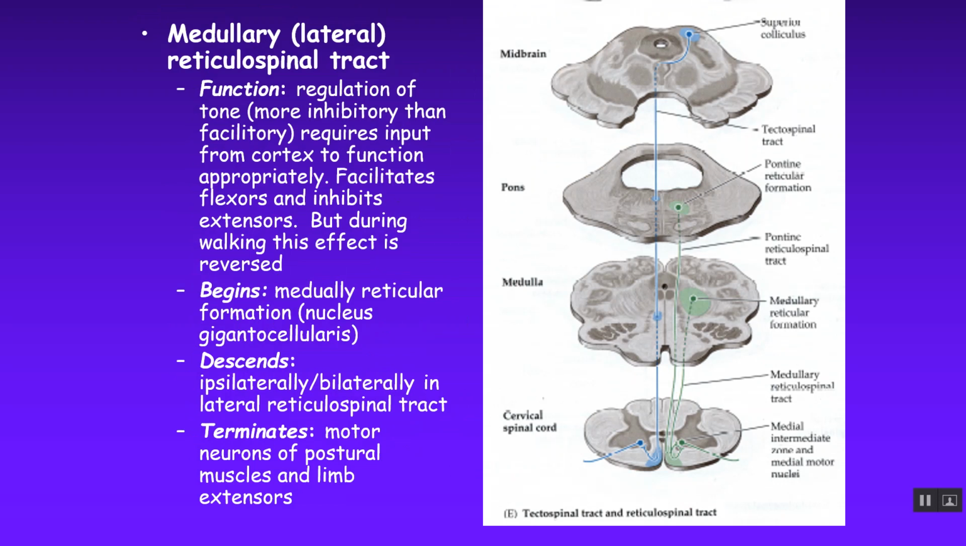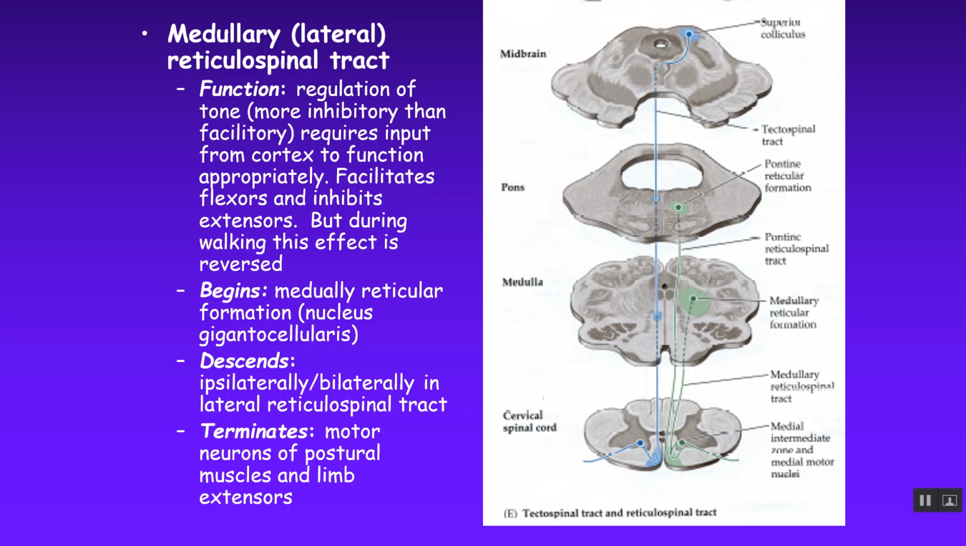The next one that your book doesn't mention is the medullary or lateral reticulospinal tract. This one starts in the medulla, in the reticular formation of the medulla, where the other one was the pontine reticulospinal tract. So this is the medullary reticulospinal tract. It's lateral because it's part of the lateral activating system, and it runs a little more laterally. It's positioned a little more laterally than the pontine one, which is more medial when it's in the spinal cord.